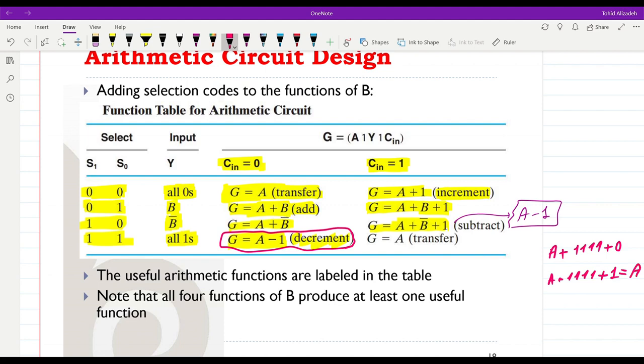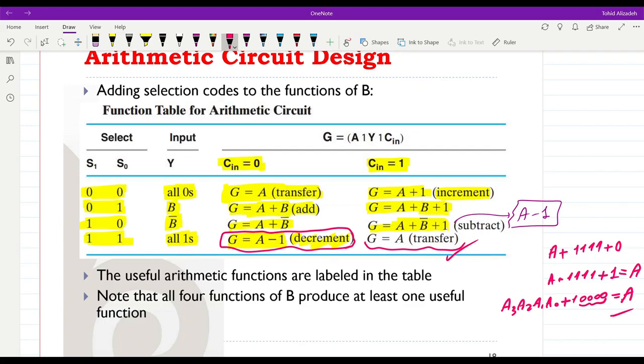We have 4 bits for A, so A is A3, A2, A1, A0, plus if we add these to each other, we will get 1, 0, 0, 0, 0. You can see that 4 bits are equal to 0 already. Therefore, if you neglect the carry out that we have, the output that we will get will be equal to A itself. So this is kind of easy to follow.